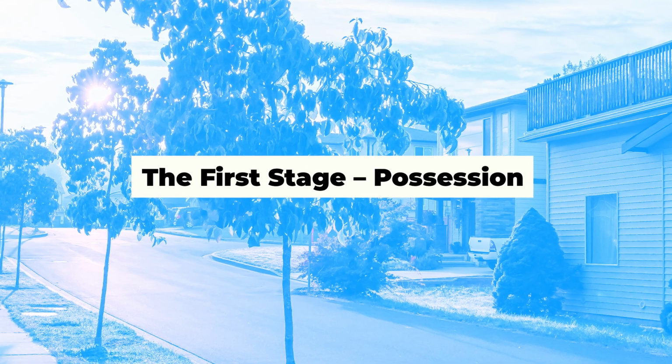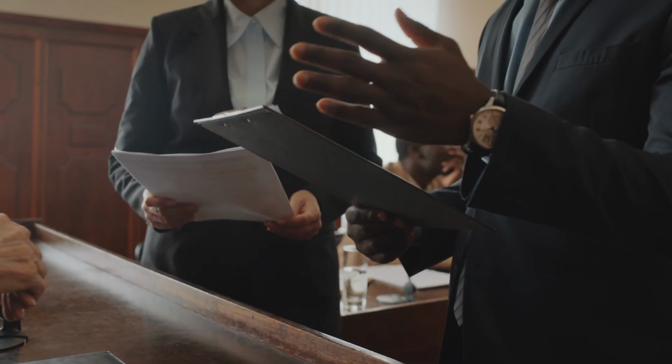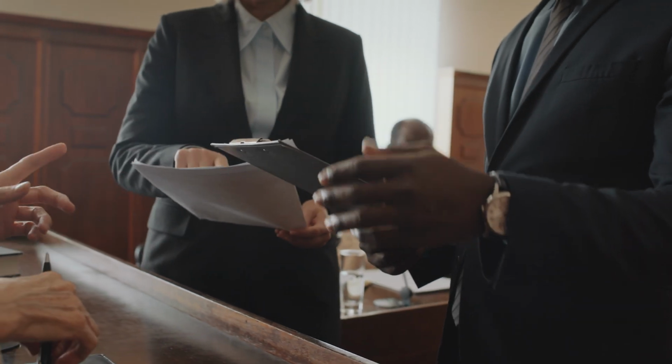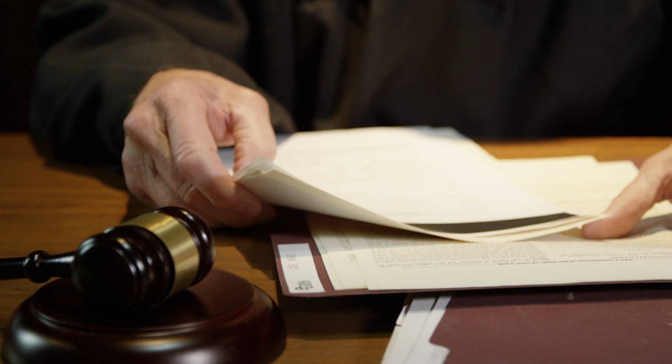The first stage is called the possession hearing. At the possession hearing, the landlord and tenant can try to negotiate an agreement on possession, which may include payment terms or a date for a voluntary move-out. If they can't reach an agreement, they'll go in front of the judge, who will listen to evidence presented by both the landlord and the tenant, and then decide who has the legal right of possession.